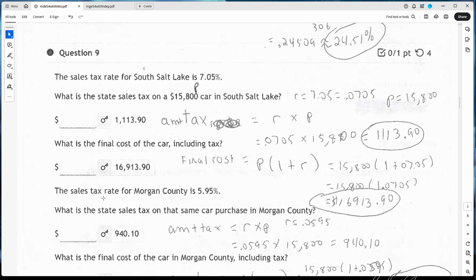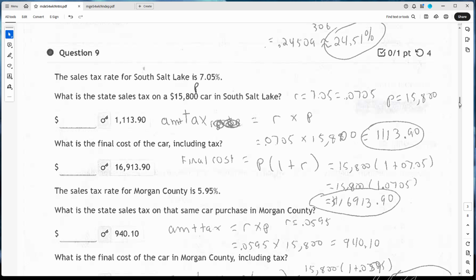Then they go to another county, Morgan County, where the rate is 5.95%. What is the amount of tax on the same car in Morgan County? Multiplying here, the amount of tax is going to be R times P, where R is 0.0595 and P is 15,800. The amount of tax in this case is $940.10.